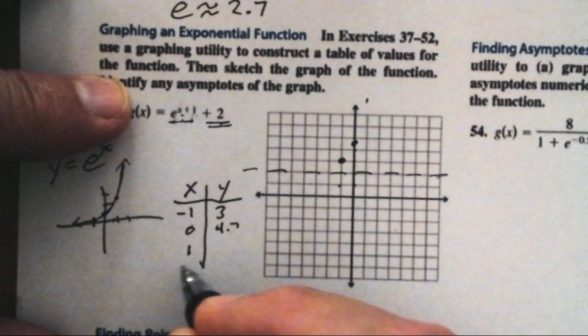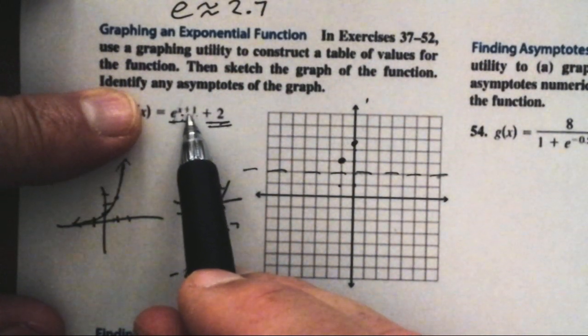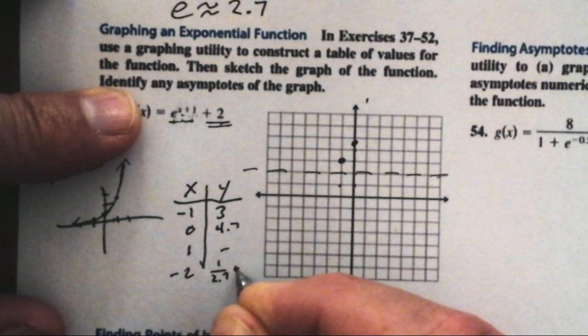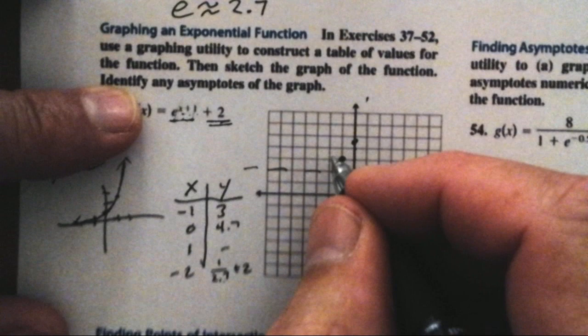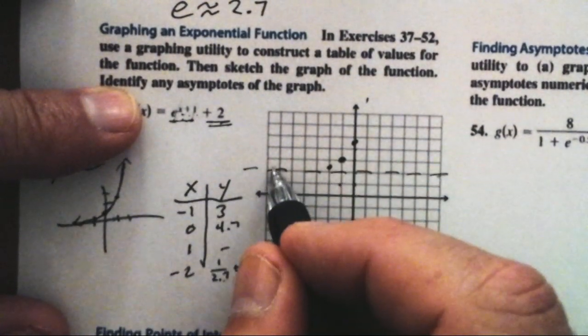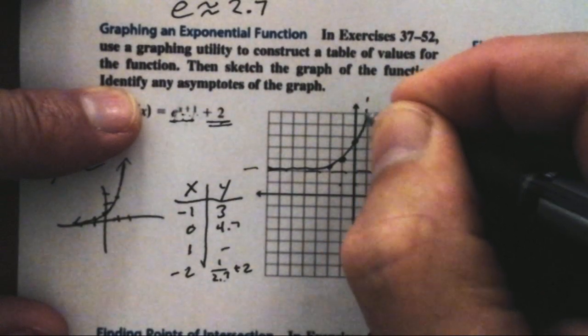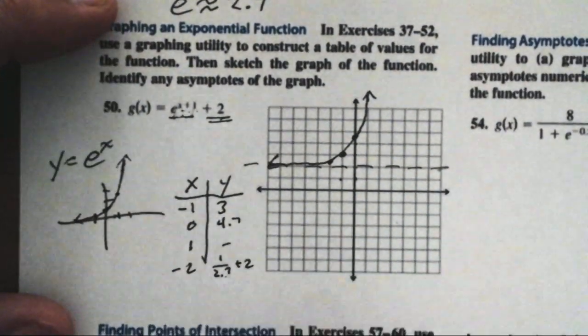When I put in -2, I would get e to the negative first, about 1 on 2.7 plus 2. But I'm always going to be a little bit above 2. So this is about a third plus 2. It's going to be somewhere in here. But we've got it. We've got enough information. And again, we might want a calculator if we were going to go for any more detail there.